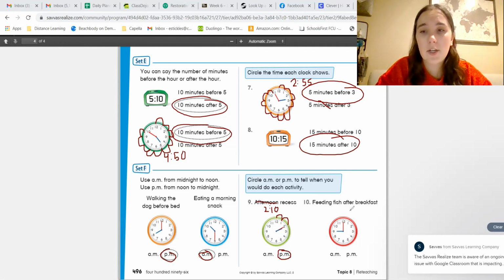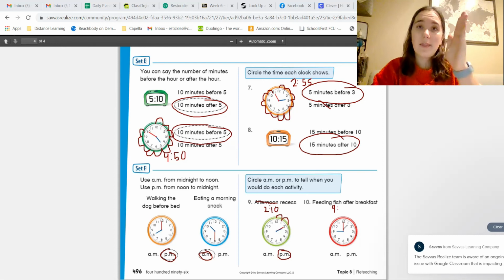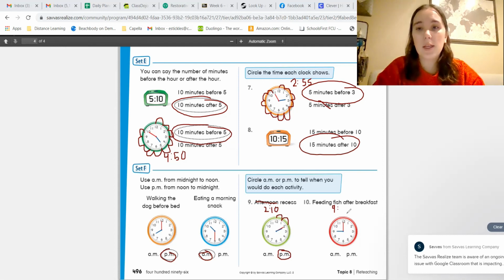Number 10, feeding fish after breakfast. Let's read the clock though first. So my hour hand is pointing right at the 9. So we're in the 9 o'clock hour. And then remember when our minute hand is pointing straight up at the 12, that's the very beginning of that hour. So it is 9 and 0 minutes after. It is exactly 9 o'clock.